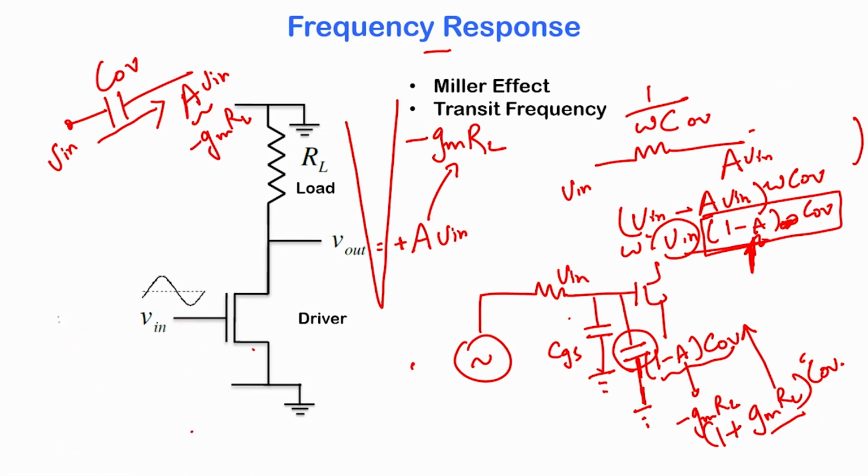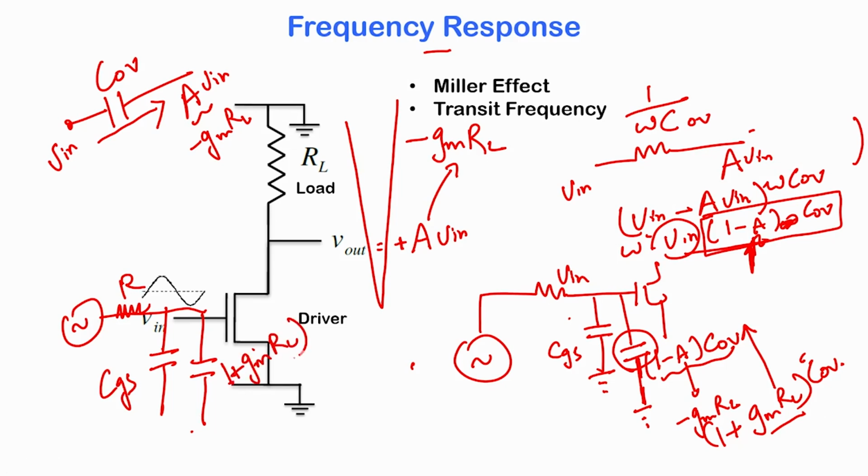So it is as though your sensor is now driving two capacitors which are connected to ground. It has got some resistor R, and there is the CGS, but there is also this (1 plus gmRL) into C overlap. And therefore your total capacitance is now very large, and therefore your RC time constant is very large, and the amplifier circuit will respond a little slower at high frequency. So that is another problem.